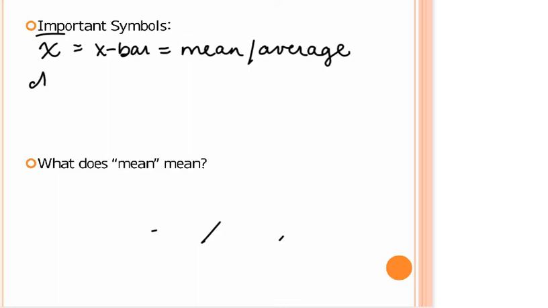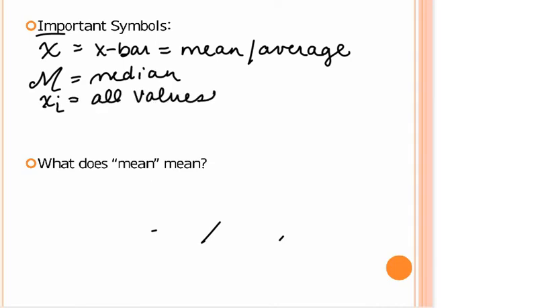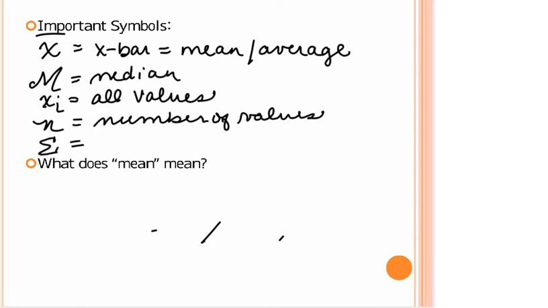This capital M means median. X to the I just means all the values in the data set. N, it's always a little italicized N, means the number of observations or number of values. And then we have sigma, which is a sum, or as I like to say, add them up.